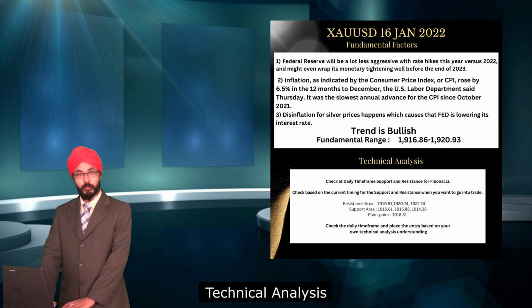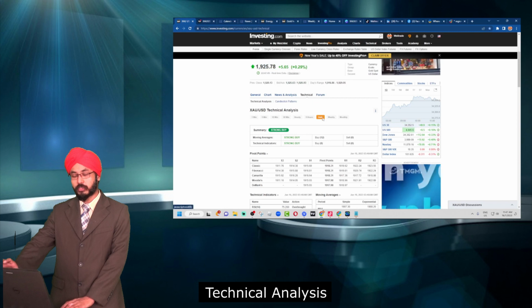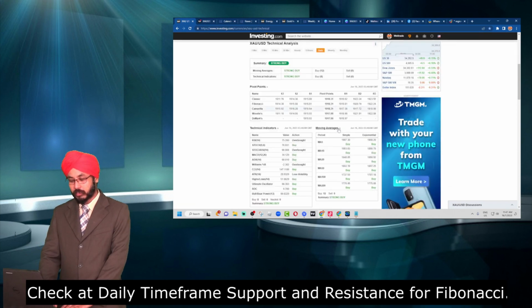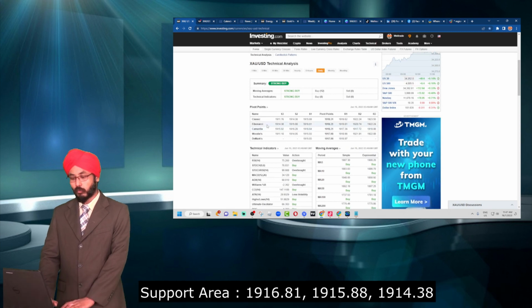We have 3 support points and we have 3 resistance points. As we are able to see here, first and foremost we look at Fibonacci. Our first support point at the daily is 1916.81. Our support 2 is 1915.88, and our support 3 is 1914.38.